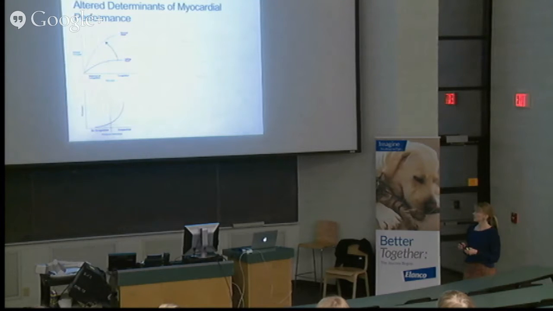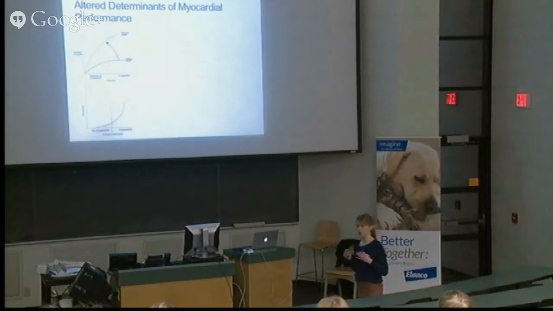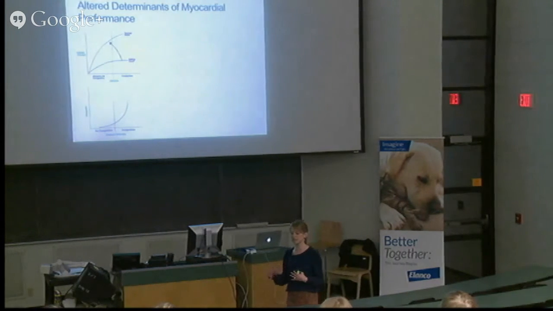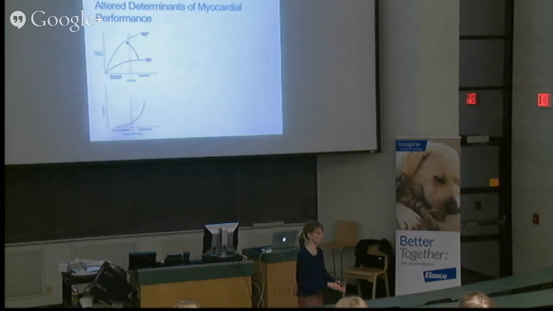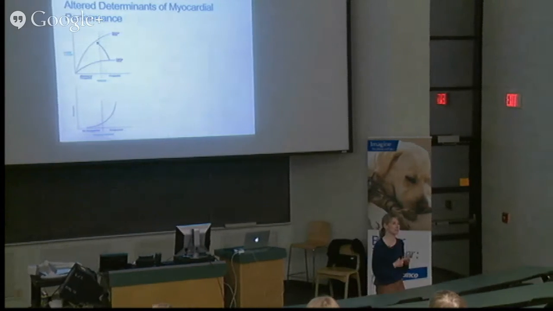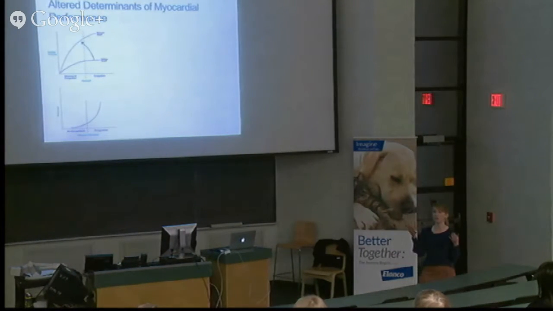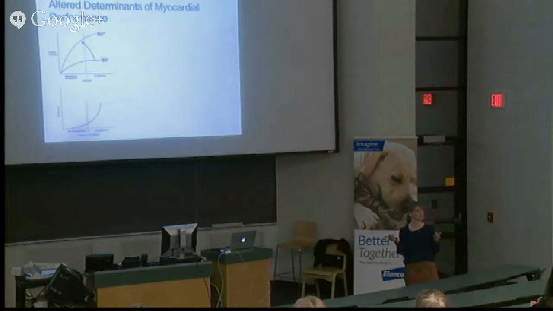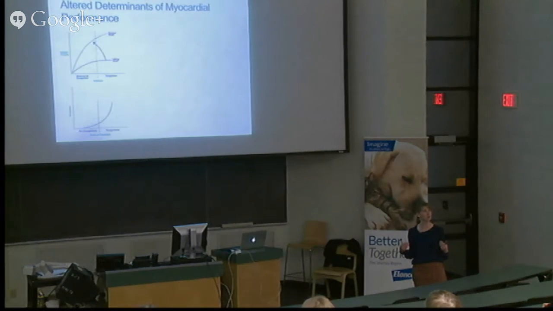So with all of this mix of things going on, what are the things that we really do need to target when we are treating these acute congestive heart failure patients? We are targeting three main determinants of heart performance. Okay, so we know that there's an increase in blood volume, we know that there's an increase in vascular resistance, and there may be some decline in systolic function or contractility. So those are the main things we're targeting, right?